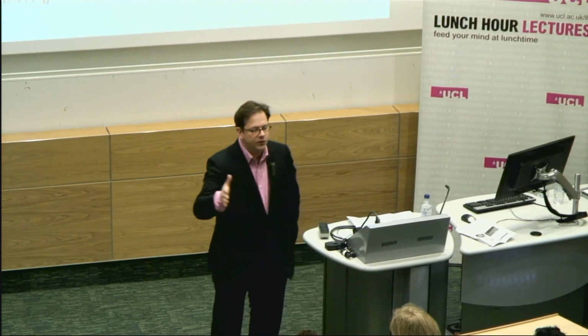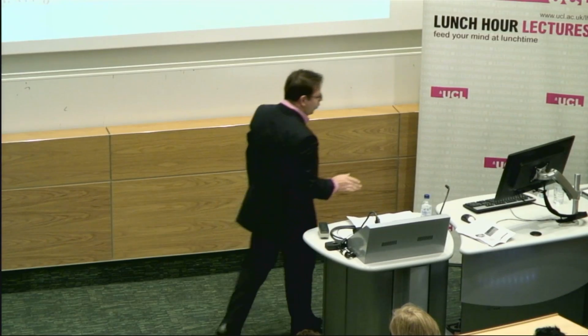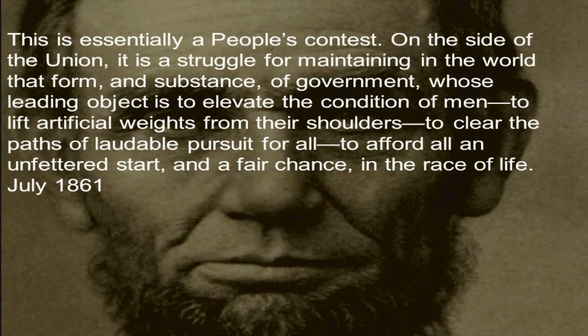On some existential level, then, observers of the American Civil War saw democracy in a universal global sense as being at stake. And that, of course, is very much how this man, Abraham Lincoln, wanted people to imagine the American Civil War and wants us even now to think about it. This Lincolnian vision of the war as an ultimate test and then ultimately a triumph of democracy is what he said near the beginning of the war in July 1861. This is essentially a people's contest.